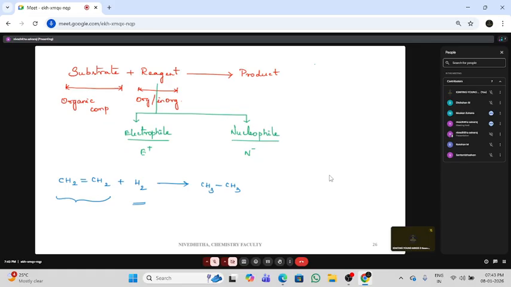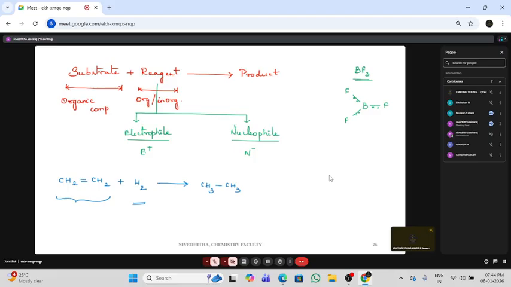For example, BF3, boron trifluoride, seems to be a neutral molecule, but in this BF3, boron is the central atom, connected with 3 fluorine atoms, right? So boron has 3 covalent bonds, and each covalent bond has 2 electrons. So around this boron, we have only 6 electrons, and we know that in a molecule, the central atom should have 8 electrons to complete its octet, right? But here boron has only 6 electrons, so it is in need of 2 more electrons.